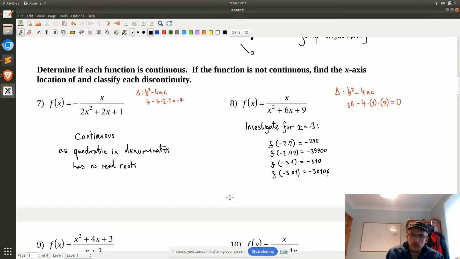So as you approach from the right and the left, you tend towards negative infinity. It sort of dips down like that. So I will say that it's an infinite discontinuity. And now I will check. Okay, correct.